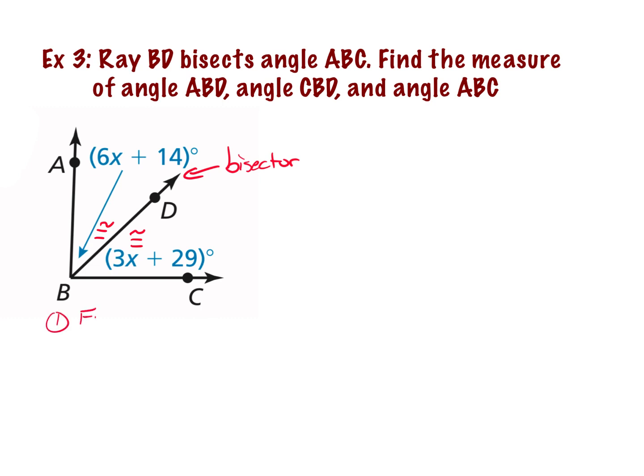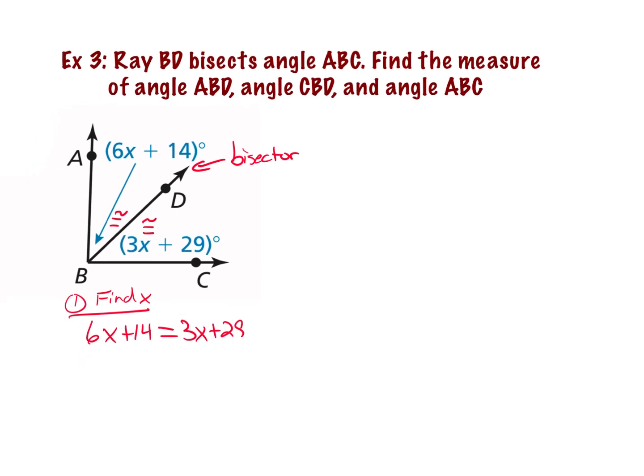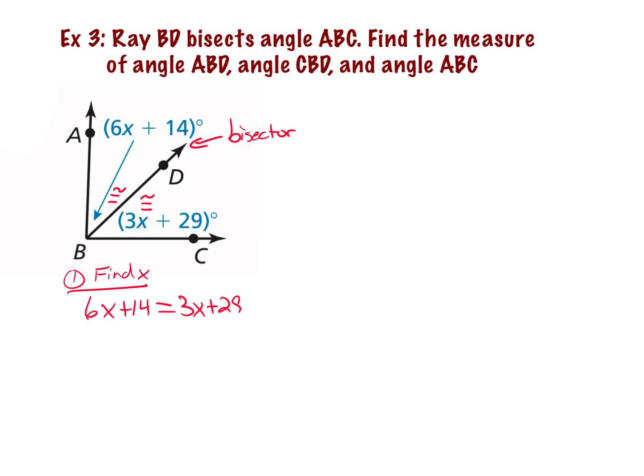I'm going to say find x. And that's 6x plus 14 equals 3x plus 29. All right, these are ones a lot of students have difficulty with because they want to add them together or something like that instead of setting them equal to each other. So remember, they're just equal. And now I've got to get all my x's on one side, everything else to the other. So I'm going to move the x's to the left. So I'm going to subtract 3x to bring it over.